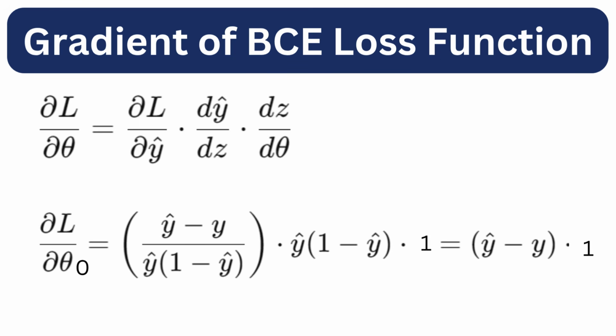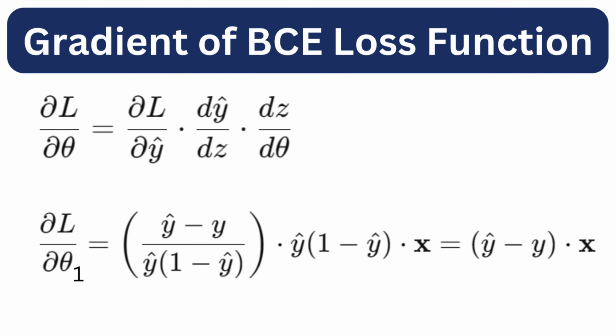So if we are going to take the derivative of the loss function with respect to theta 0, let's put all the values in this equation. We'll get y hat minus y divided by y hat times 1 minus y hat. It will be multiplied with y hat times 1 minus y hat, and the term 1 will be multiplied, that is the derivative of z with respect to theta 0. Y hat times 1 minus y hat will be cancelled out, so we will get y hat minus y.